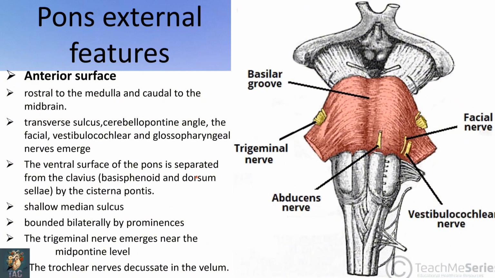So the ventral surface of the pons is separated from the clivus by the basisphenoid, the dorsum sellae, and this by the cisterna pontis. It has a shallow median sulcus bounded bilaterally by a prominence. So these are the prominences. Just near the middle point, you can see the emergence of both the motor and the sensory roots of the trigeminal nerve.